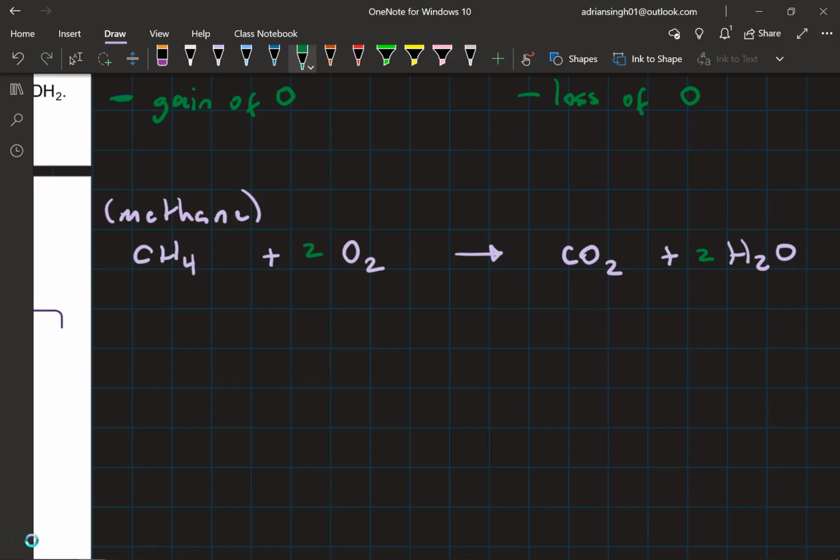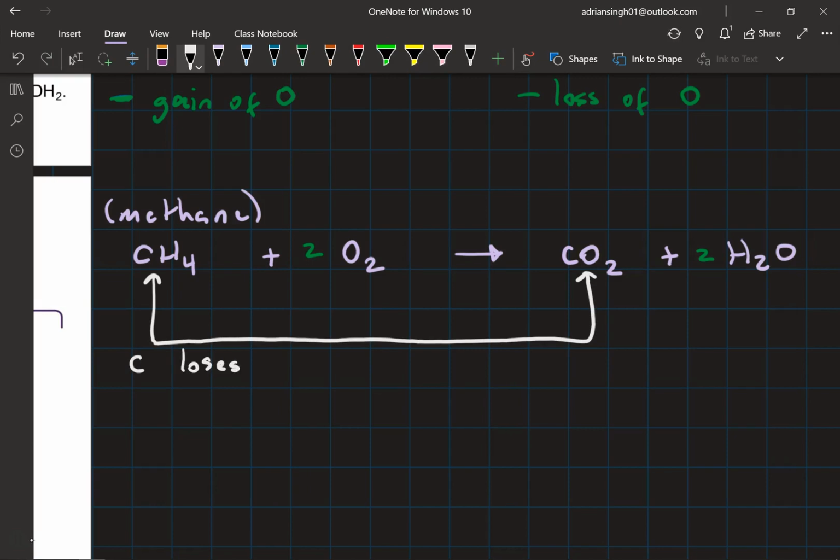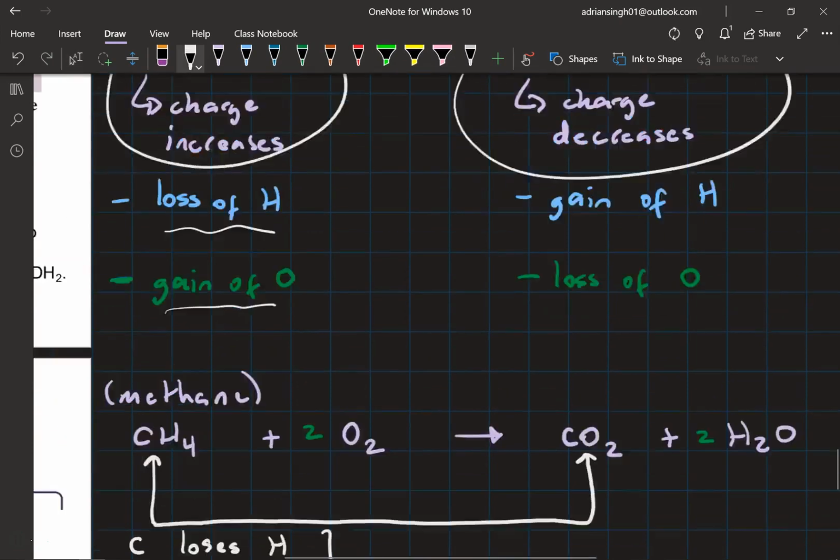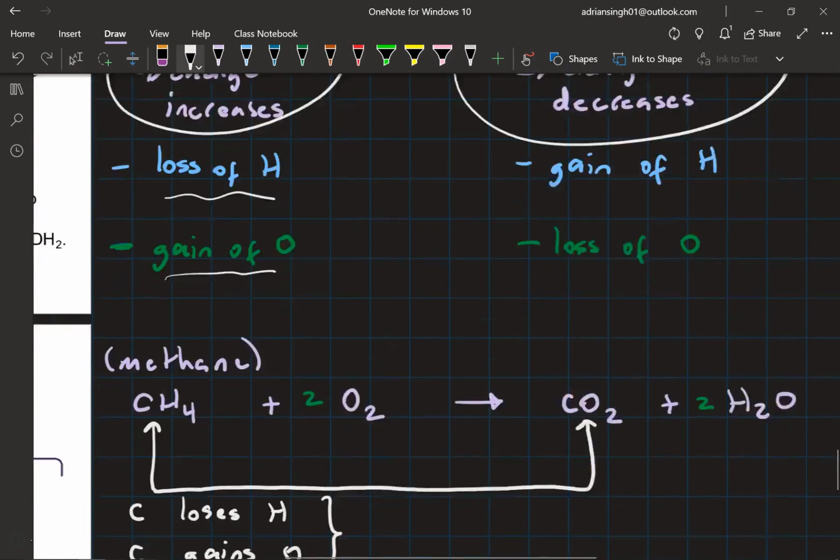So if we look really quickly at what's happening to our carbon, let's say. All right, if you look at the carbon over here, it's got some H's attached to it. Now, what happens to the carbon when we subject it to this process? Well, now the carbon doesn't have any H's attached to it, so the carbon loses H, but it also gains oxygen. So the combination of these two things, the fact that it's gaining oxygen and losing hydrogen, would mean that the carbon is undergoing oxidation.